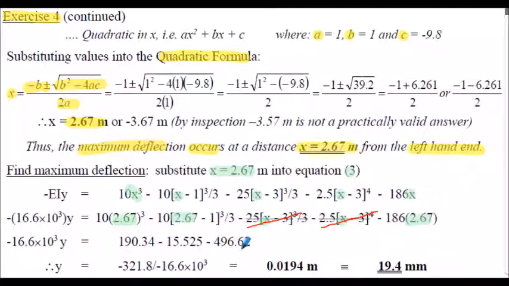All we do now is rearrange and evaluate the equation and find that the maximum deflection y is 0.0194 meters, or 19.4 millimeters. If you compare that to the midspan deflection we calculated to be 19.2 millimeters, it's seen that the midspan deflection is a very good estimate of the maximum deflection in this particular beam case. But that calculation was shown for reference.